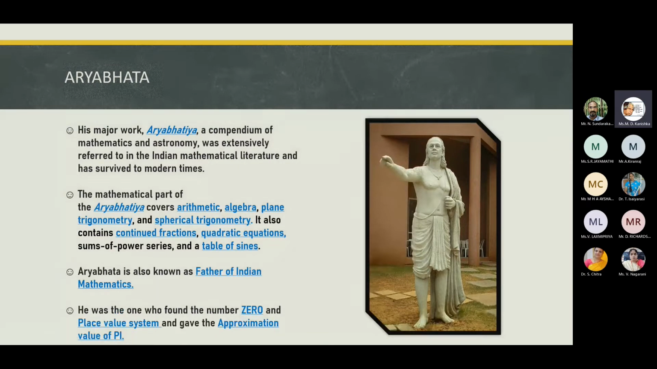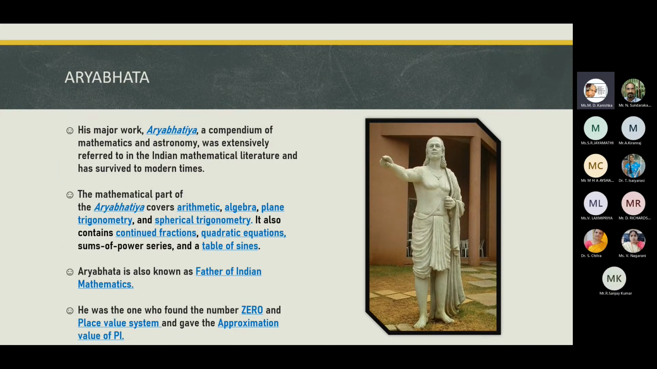His major work, Aryabhatta, a compendium of mathematics and astronomy, was extensively referred to in the Indian mathematical literature, and has survived to modern times. The mathematical part of Aryabhatta covers arithmetic, algebra, plane trigonometry, and spherical trigonometry. It also contains continued fractions, quadratic equations, sums of power series, and a table of signs.